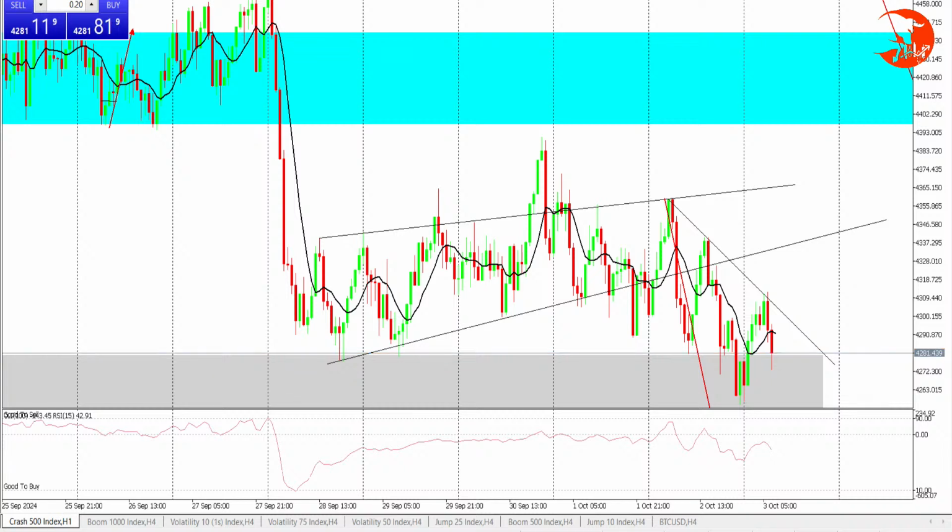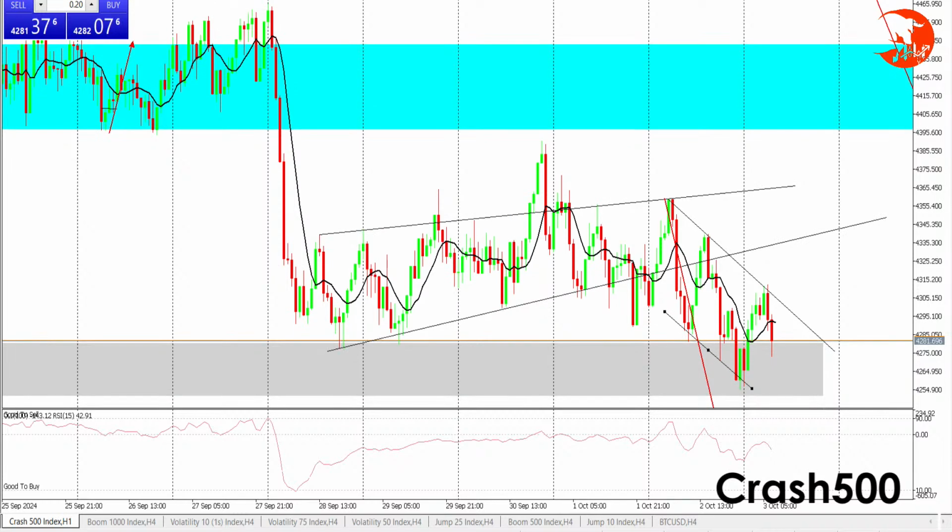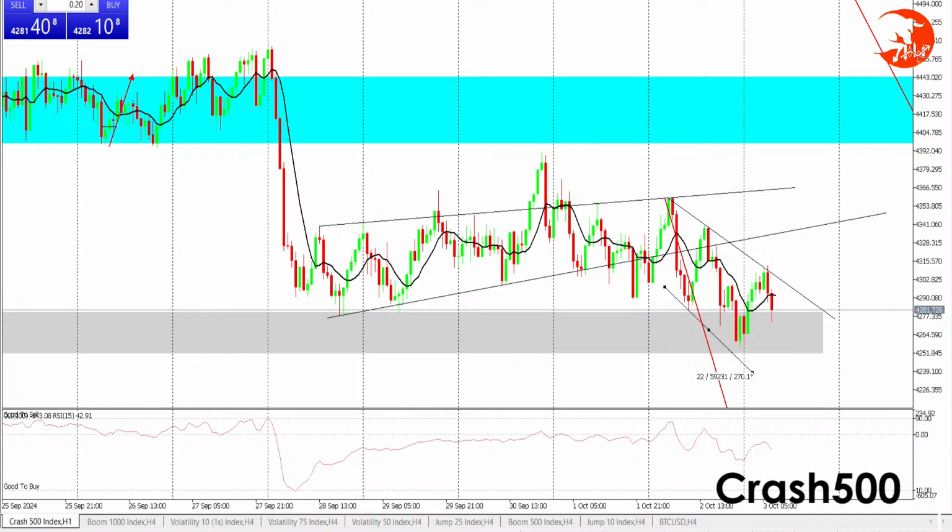So those who may be wondering, this is crash 500. Let me put the word here. This is crash 500. It's crash 500 that we are on. So right now we are looking at that. And if I put that now, I'll see something different.